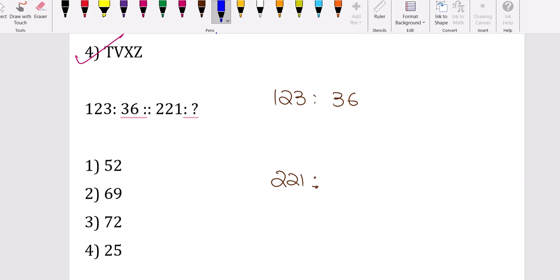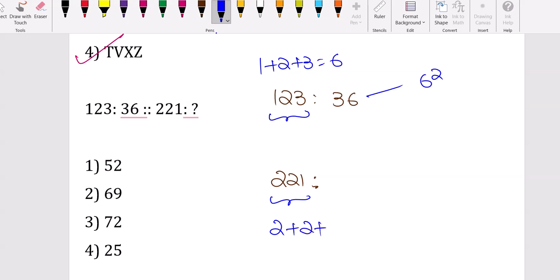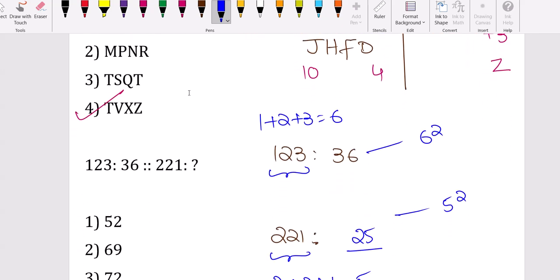Yes? Option 4. Yeah. So there are a lot of logics actually. Here the logic is the sum of the digits. 1 plus 2 plus 3 is 6. This is 6 squared, 36. 2 plus 2 plus 1 is 5, this is nothing but 5 squared, 25.